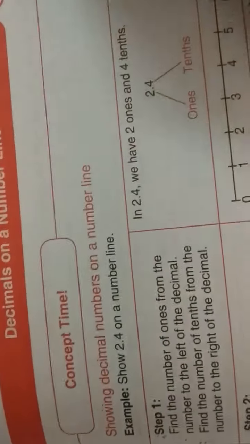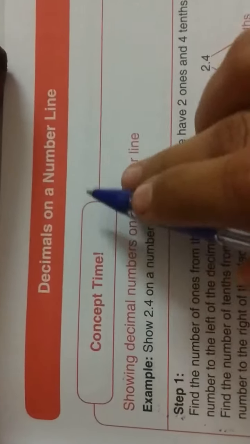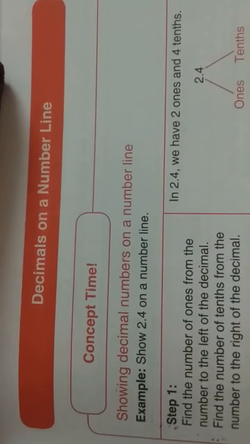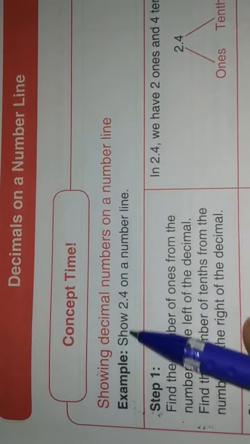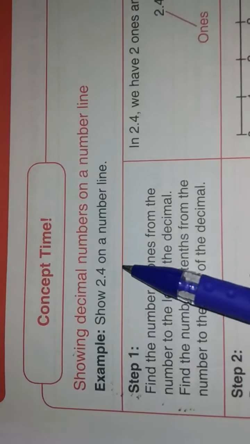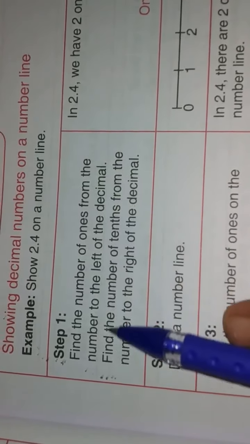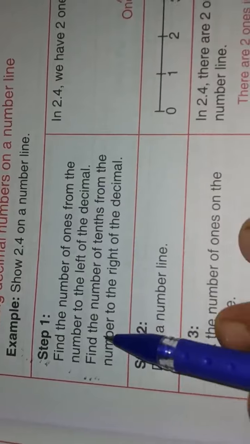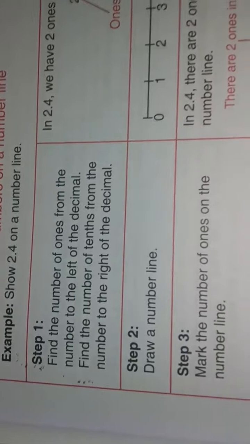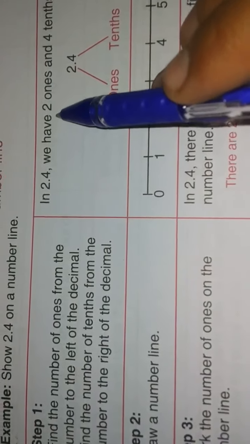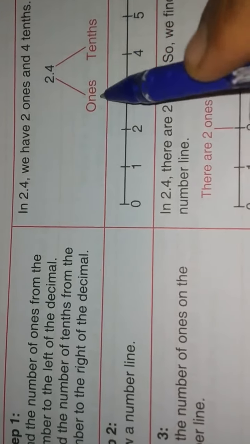Okay students. Now we'll start worksheet number 19. In that worksheet, decimals on the number line. Show a decimal number on a number line: show 2.4 on a number line. So first what do we have to do? First, find the number of ones from the numbers to the left of the decimal. Find the number of tenths from the numbers to the right of the decimal. In 2.4 we have 2 ones and 4 tenths.